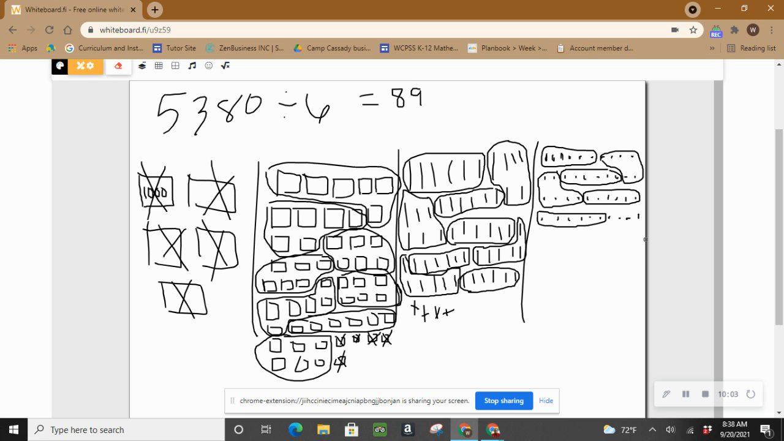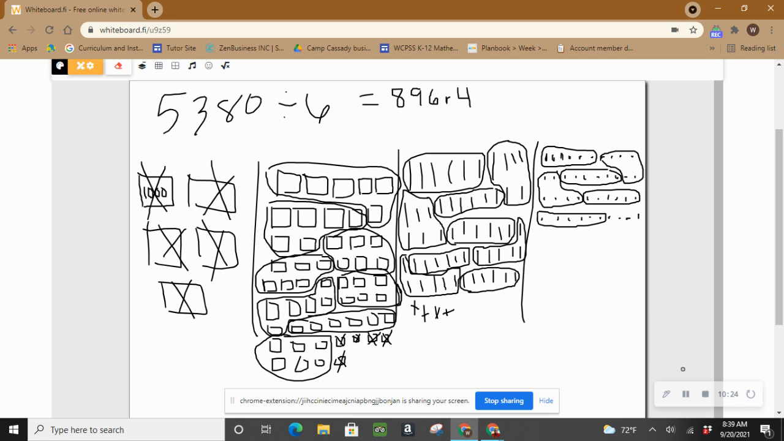And 6 groups. Oh, there's something left over. There's 4 ones left over. So that was 6 groups. And there's 4 ones left over. So since I don't have another area to go to, that becomes my remainder of 4 ones. All right, so 896 remainder 4.